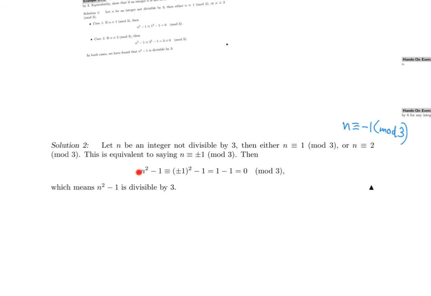Which means we have n squared minus 1 is congruent to plus or minus 1 squared minus 1, which is still going to be 1 minus 1, which is 0 mod 3. So we combine the two cases into one calculation because we notice that in either case, because we're going to square n, the negative sign is going to go away.